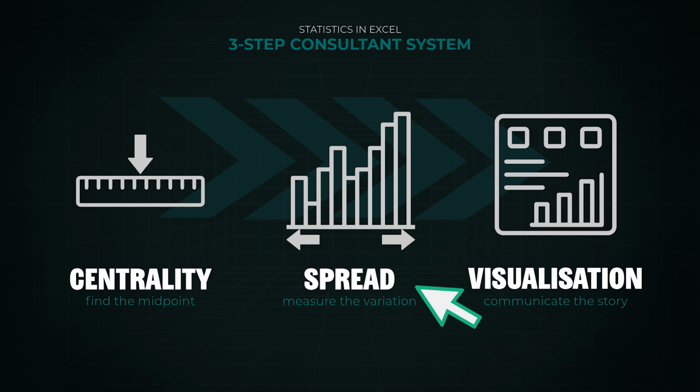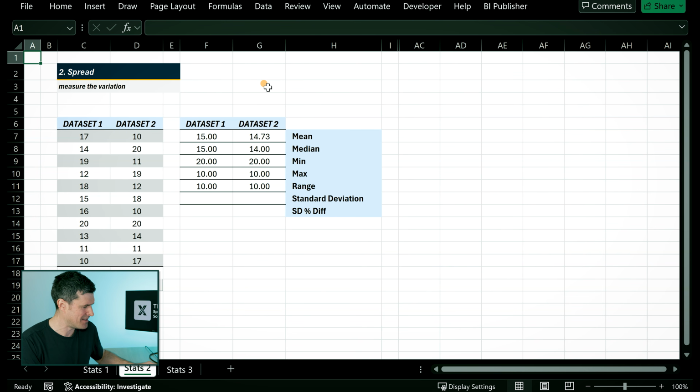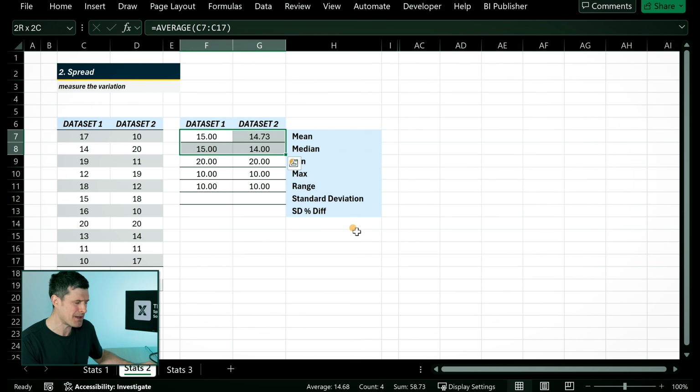So the next step is to find the variation. How spread out is the data? Back into the spreadsheet. What formula is going to help us do this? Well, first we can see I've done our basic analysis. Those midpoints have come out quite similar, haven't they? So are these data sets similar?